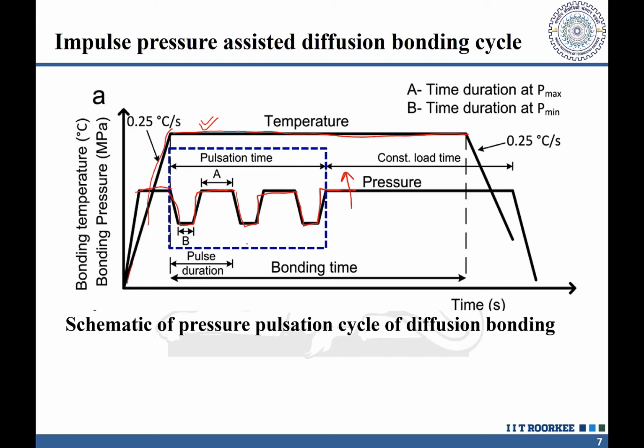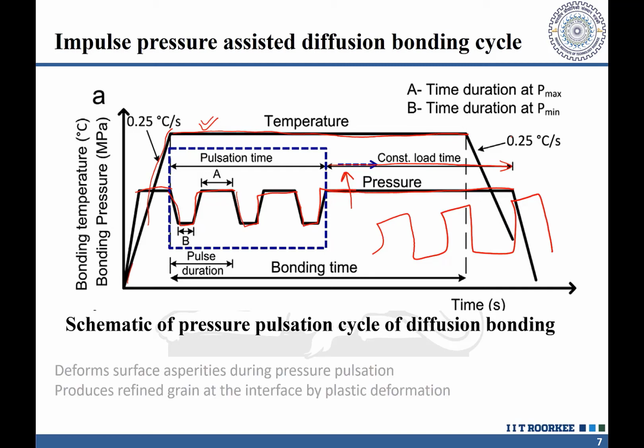There are two types of these studies, where constant pressure is applied or pressure pulsation is applied. And based on how many pulses are applied, we can also do a study, like 5 pulses, 10 pulses, 20 pulses. The effect of that can also be studied as far as impulse pressure assisted diffusion bonding is concerned. Once this pulsing is over, we keep the pressure constant for the required diffusion bonding time. So this is showing the schematic of pressure pulsation for diffusion bonding.